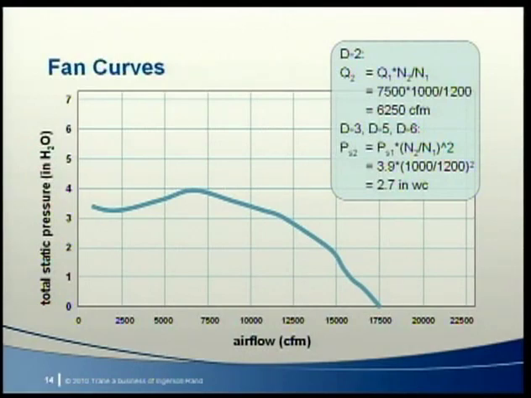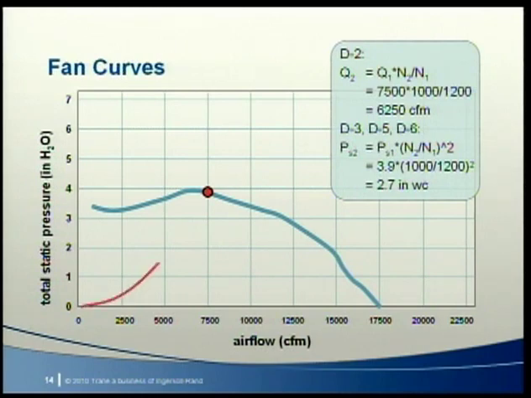So we use fan data collected at one speed along with the fan laws to create fan performance curves for different speeds. If we use lab data to construct the 1200 RPM fan curve, for instance, we can use the fan laws to construct the 1000 RPM fan curve. Let's look at one point as an example.